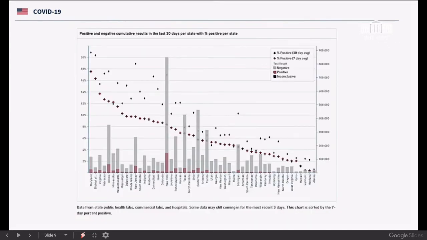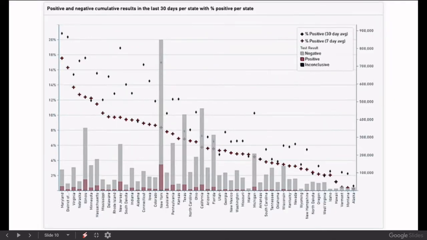Okay, strap in, folks, because this one's a doozy. We're looking at testing results by state here, and step 1 is to zoom in because I can't see a damn thing in this, the way that they presented it to the public. All right, marginally better. All right, so this graph probably seems really busy to some of you.